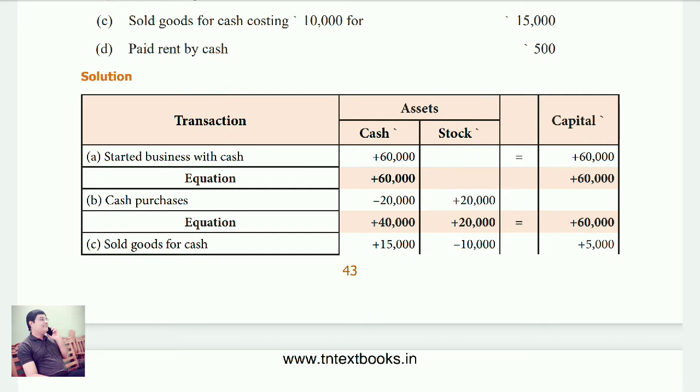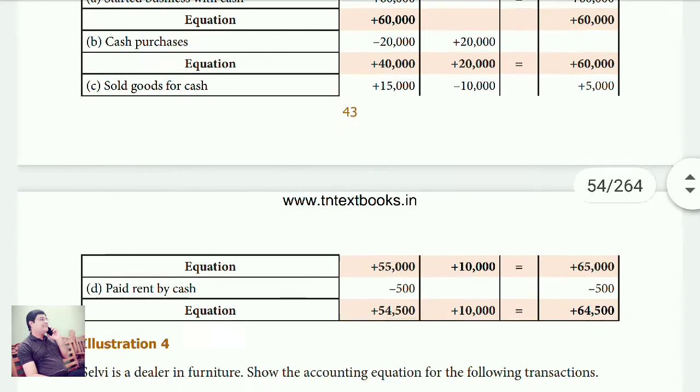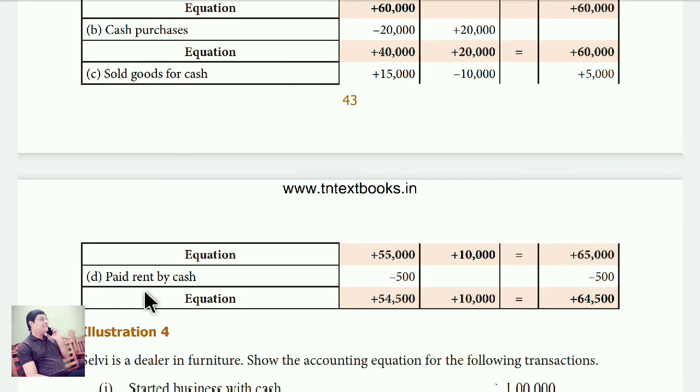Now see the answer. Paid rent by cash. In cash 500 rupees less, in capital 500 rupees less. So 40,000 plus 15,000 is 55,000 total. 20,000 minus 10,000, 10,000 total. 60,000 plus 5,000, 65,000 total. So 55,000 minus 500 is 54,500.